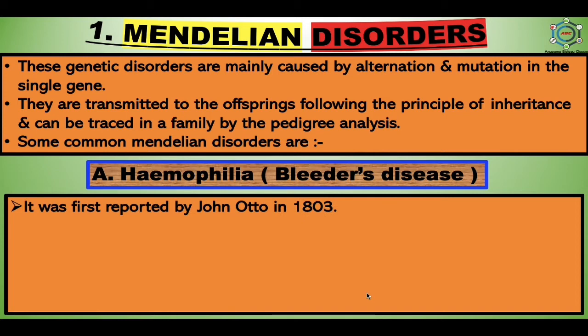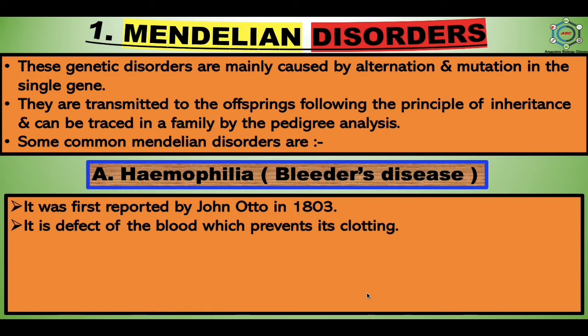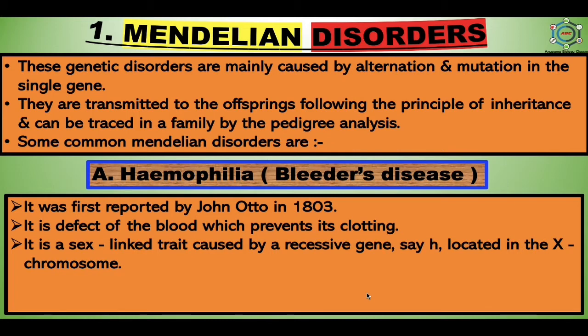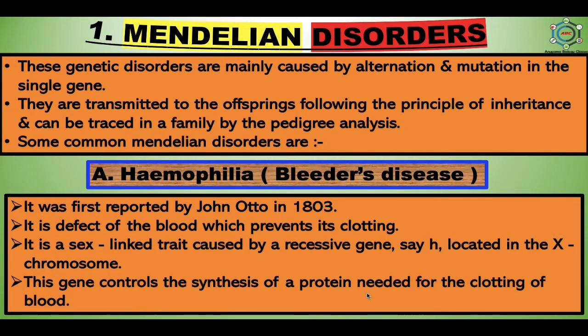It was first reported by John Otto in 1803. It is a defect of the blood which prevents its clotting. Hemophiliacs bleed excessively when injured, and a seriously affected person may bleed to death after even a minor skin cut. It is a sex-linked trait caused by a recessive gene, denoted by H, located on the X chromosome. This gene controls the synthesis of a protein needed for the clotting of blood. When this gene mutates, it loses its ability to produce the coagulant. Normal blood is dominant to the defective blood.